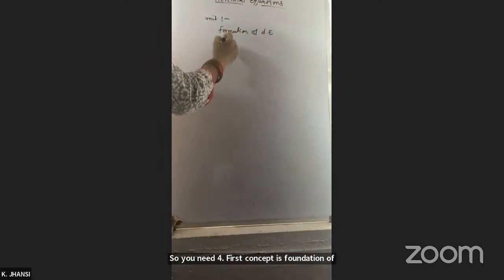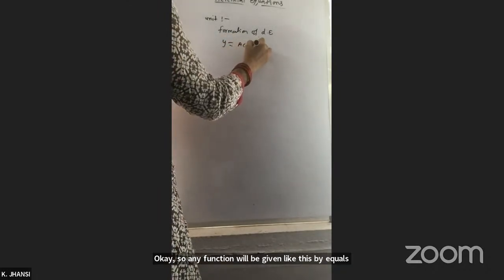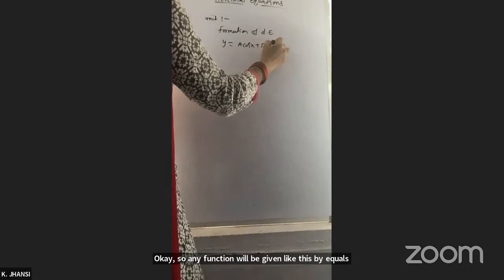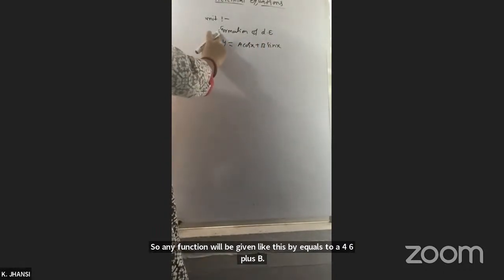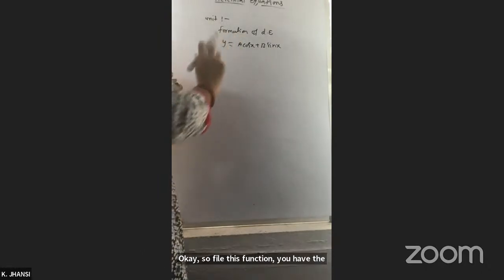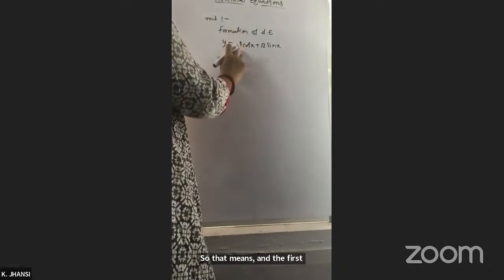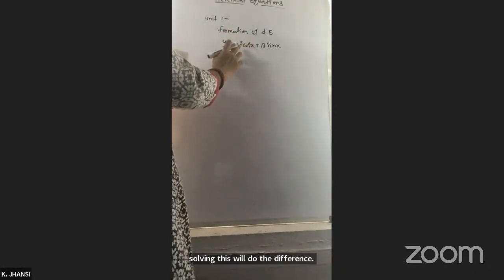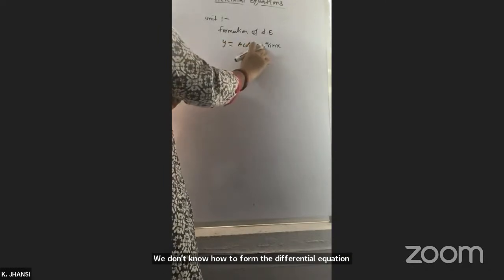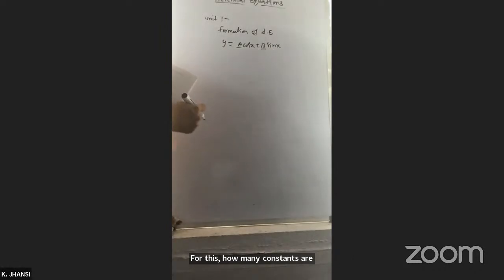Okay. So any function will be given like this, y equals a cos x plus b sin x. For this function, you have to form the differential equation. For solving such problems, we differentiate. For this, how many constants are there in the given function? You see, a is one constant and b is another constant.